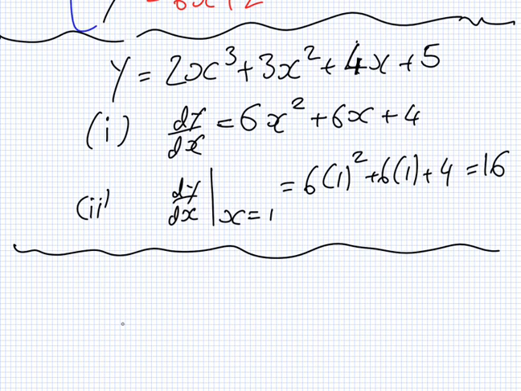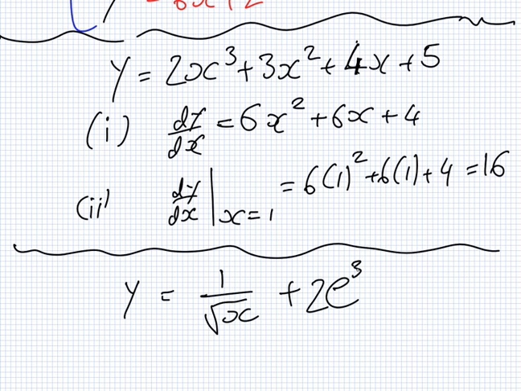Okay, let me give you another one to try that's a little bit more difficult. Let's say we have square root x, no, let's make it a bit more difficult. 1 over square root x plus 2e^(3x). Try this for me.